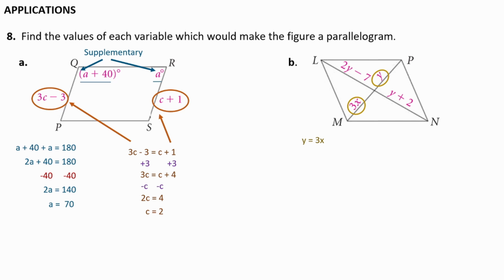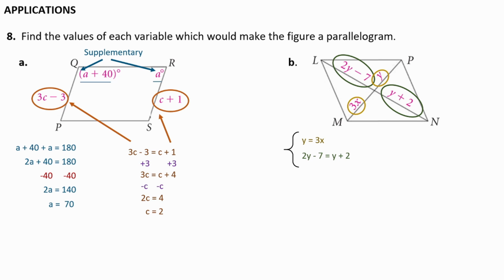All right, one of the things that I know in part B is that diagonals should bisect one another. So these two values of y and 3x should be equal to one another. Well, the other diagonal should also be bisected, so I'm also going to say that 2y minus 7 is equal to y plus 2. And here I have a system of equations.